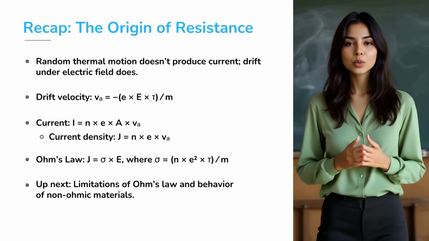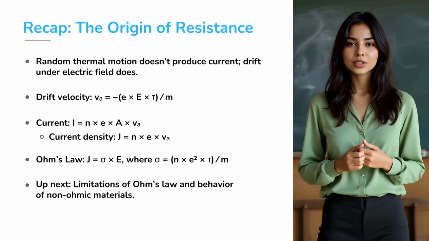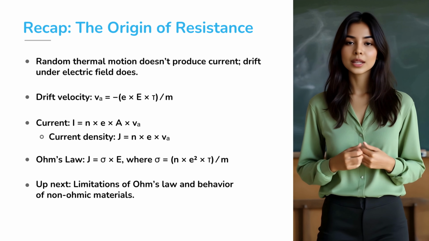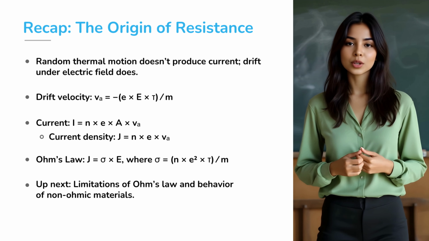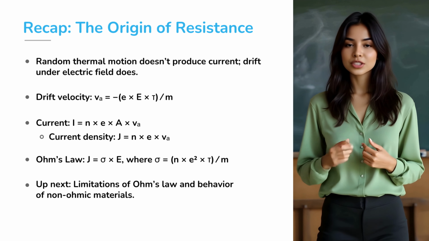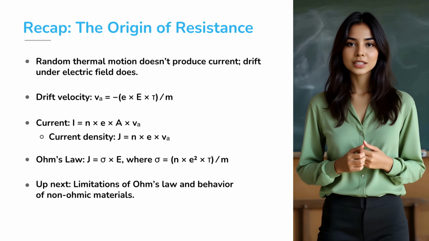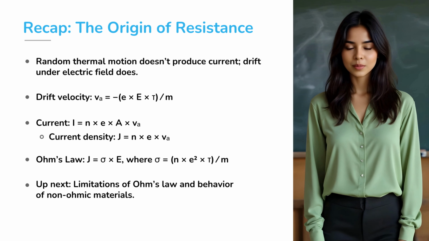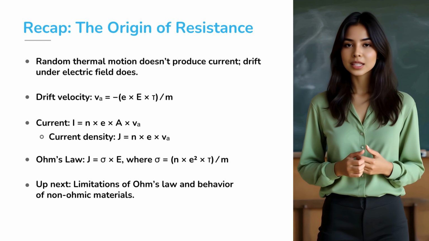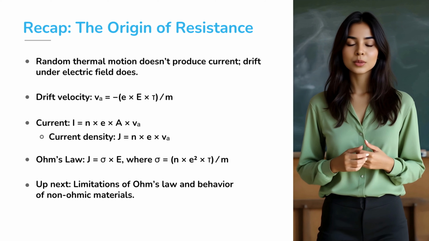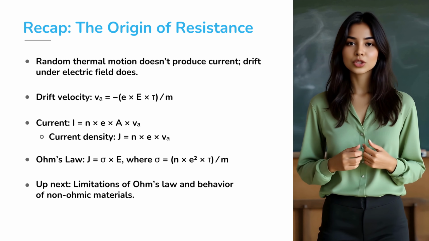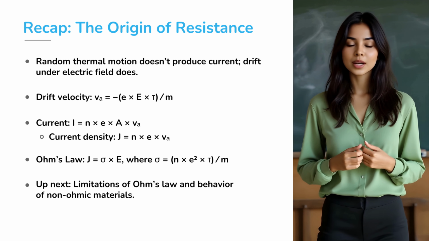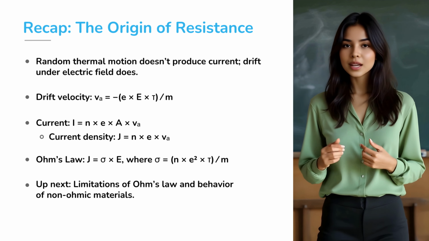Let's quickly go over what we've learned. Without an electric field, electrons move randomly and no current flows. When an electric field is applied, electrons drift, and this produces current. The drift velocity is given by V sub d equals minus e times E times tau divided by m. The resulting current is I equals n times e times A times V sub d. From this, we get the microscopic form of Ohm's law, J equals sigma times E, where sigma equals n times e squared times tau divided by m.